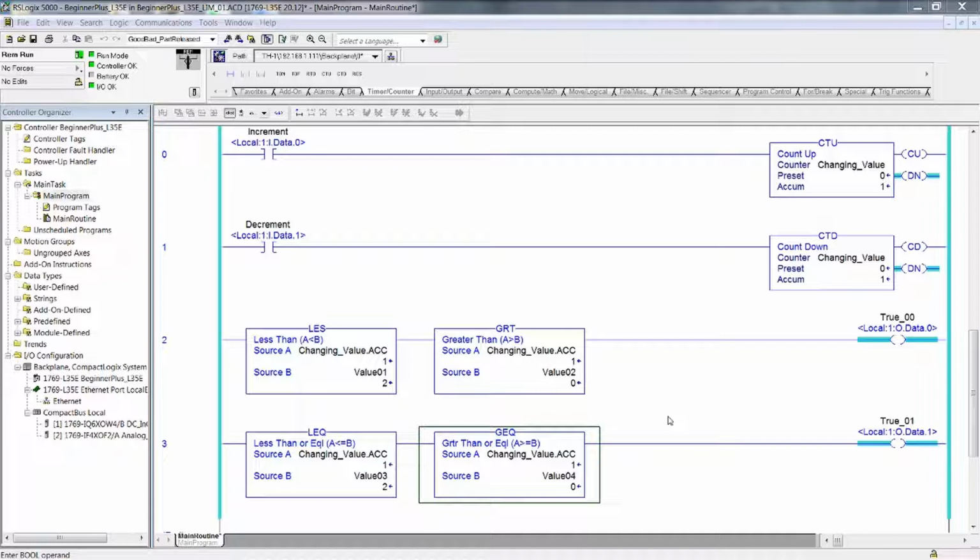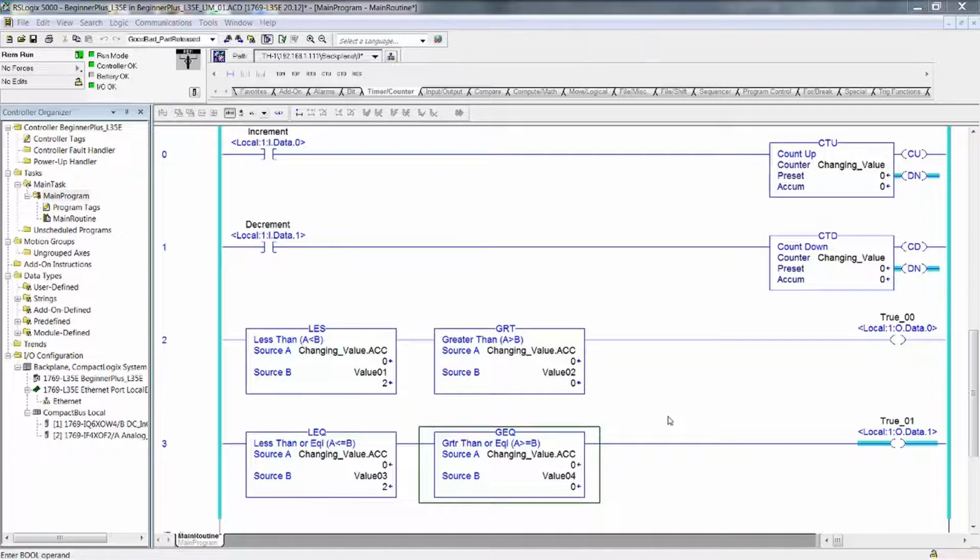Okay, we're at 1 now, so I'm going to go down to 0. They're both off, correct? I'm below 0. I'm at minus 1. Now I'm going to increment to 0. Rung 3 goes true. Increment to 1. Now they're both true. Increment to 2. Now rung number 3 is the only one that's true. Go to 4. They're both false.